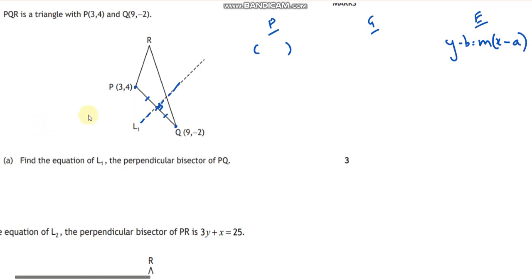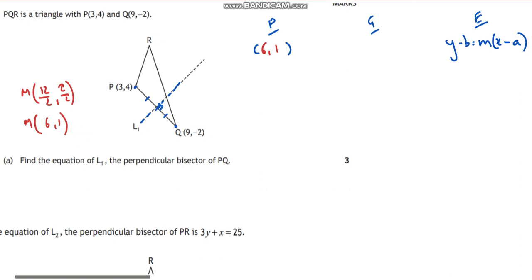So I said before, you're going to add your x's and half it, add your y's and half it. So if I do that, 3 plus 9 is going to give me 12, 12 divided by 2. And 4 plus negative 2 gives me 2, and then I'm going to half that. So the midpoint is going to be 6 and 1. So there's a mark for 6 and 1. I'll just put that in.